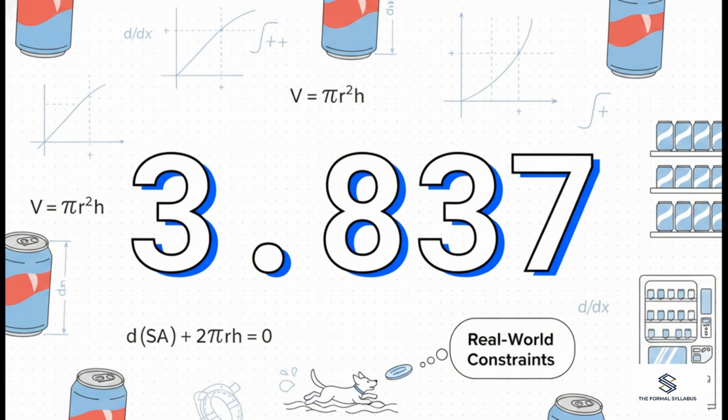But here's a bit of fun reality for you. If you measure a real soda can, it doesn't quite match these mathematically perfect dimensions. Because real-world constraints like shelf stacking, ergonomics for holding the can, and vending machine mechanics actually change the objective function that beverage companies have to use in the real world.